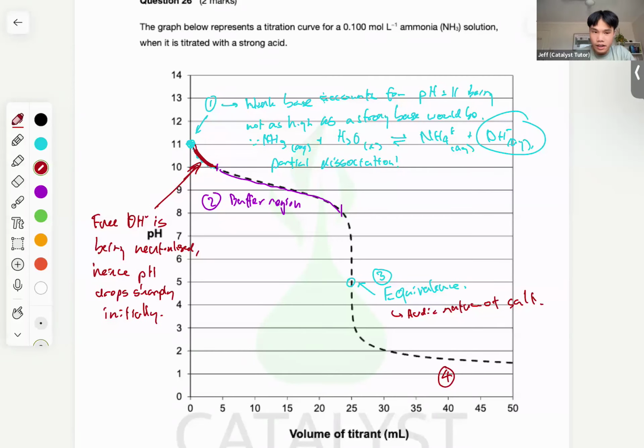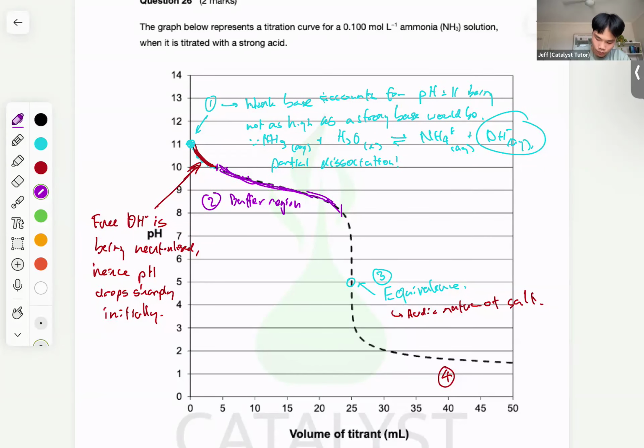Okay. Because that's not what we see in the buffer region. Why does the pH now start to flatten out through the buffer region? How do we explain this? Not common ion. I wouldn't say common ion effect. Good. It's the buffer. So buffer has now started to kick in.